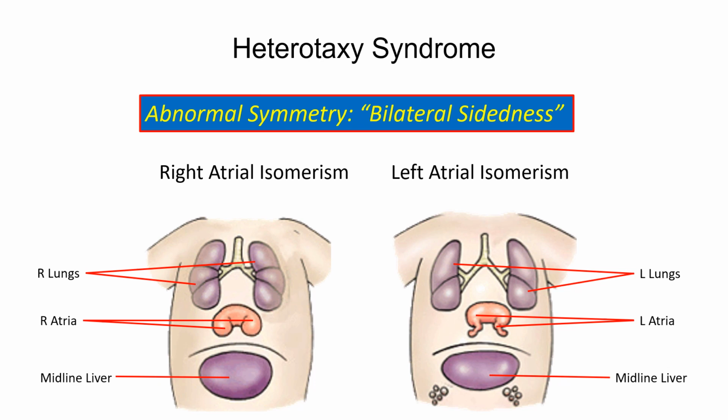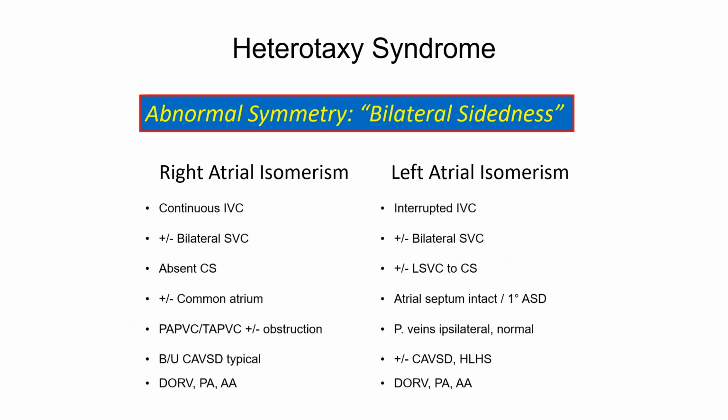The lungs may be bilaterally trilobed, most often seen with right atrial isomerism, or they may be bilaterally bilobed, often seen with the left atrial isomerism subtype. And here you can see the differences between the two subtypes, the features of each. These lists typically represent what we usually see prevailing in each of the subtypes.